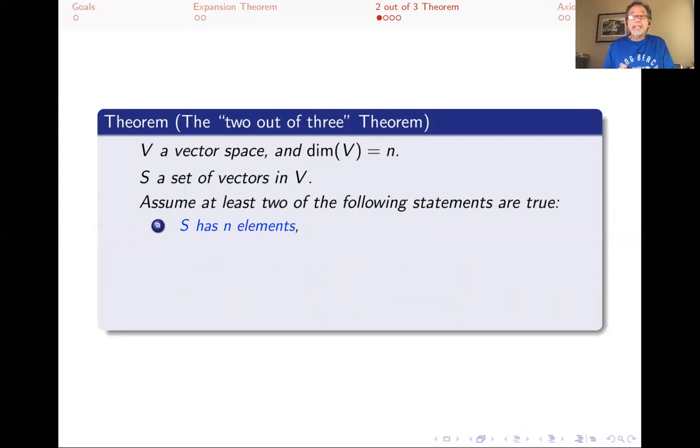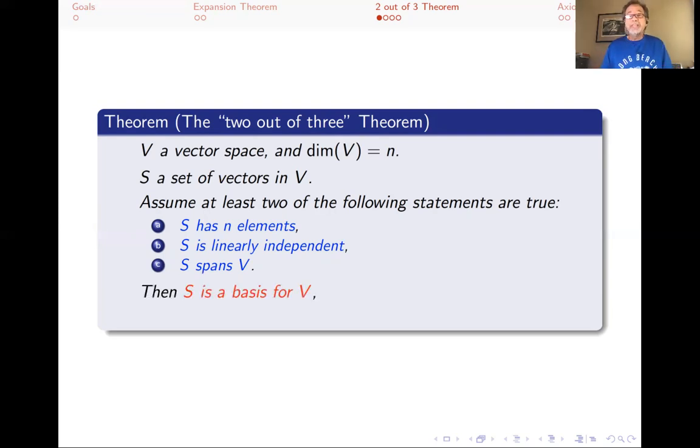The first one is that S has n elements. The second one is that S is linearly independent. The first one is just about the size, how many things are in there. And the last one is that S spans V. As long as 2 of the 3 are true, then S is a basis, and then automatically the other one will be true. So you check 2 of them and you get the third one for free.